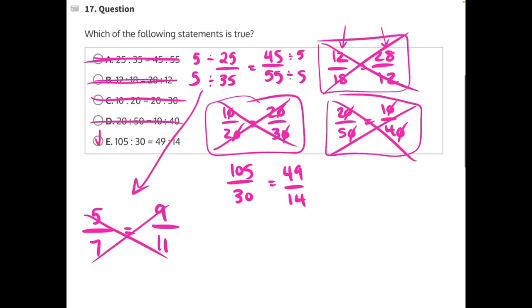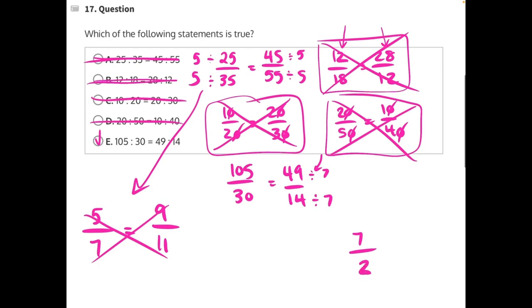At that point, you can mark E as your answer and move on with the rest of the test, but for the sake of the video, I will simplify these two proportions and show you why they are equivalent. Let's start with this right proportion. We can pull out the greatest common factor of 7 from the top and bottom. 49 divided by 7 is 7. 14 divided by 7 is 2.